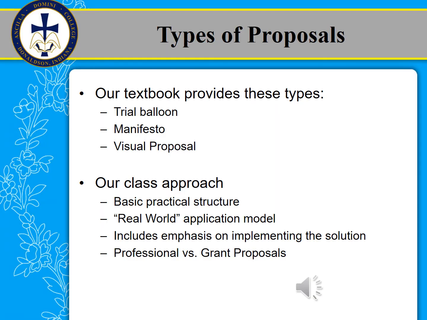Our textbook brings up a few different types of proposals: trial balloon, manifesto, and visual proposal. We'll talk a little bit about that in this introduction presentation, and we're also going to discuss how we'll approach it in this class. We're going to go more of a real-world and professional model, and we're going to talk more about how to implement the solution. Our book doesn't really talk a lot about that, but that seems a lot more important to people who might actually have to vote on or fund your project.